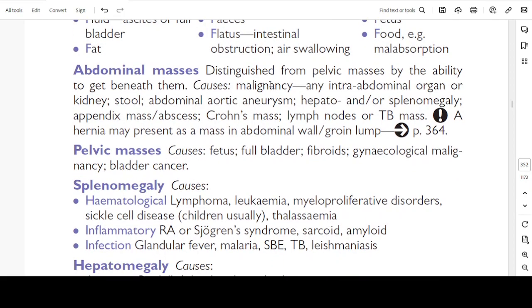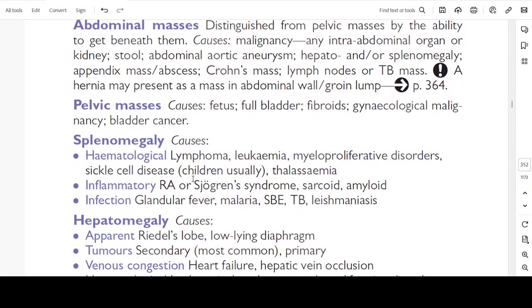Causes are malignancy, any intra-abdominal organ or kidney, stool, abdominal aortic aneurysm, hepato or splenomegaly, appendix mass or abscess, Crohn's mass, lymph nodes or TB. A hernia may be present as a mass in the abdominal wall or groin lump. Pelvic mass causes are fetus, a full bladder, fibroids, gynecological malignancy, bladder cancer, etc.